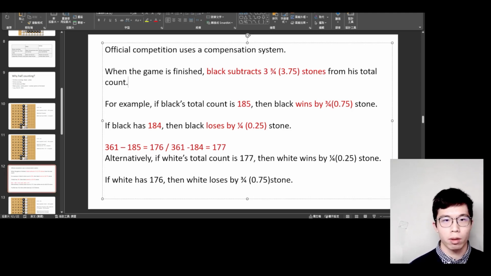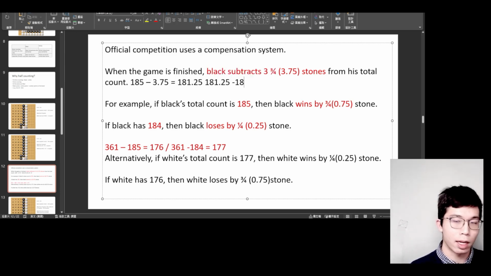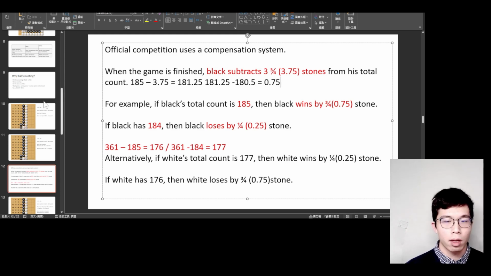Why? Because 185 minus 3.75 equals 181.25 points. Then if we deduct this number from 180.5 points, black will win by 0.75 points. If black has only 184 points, then black loses by 0.25 stones.